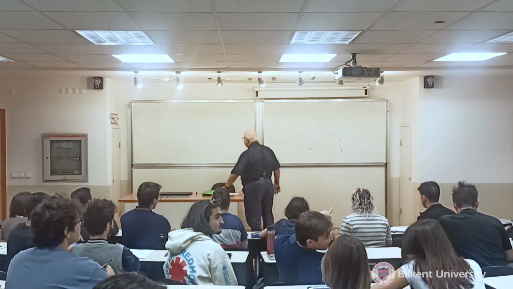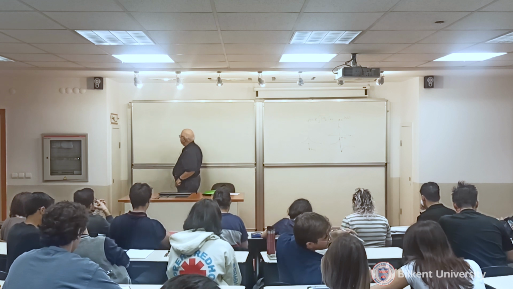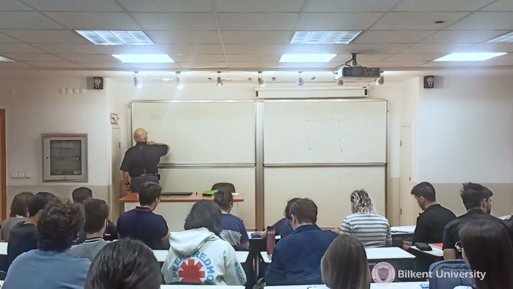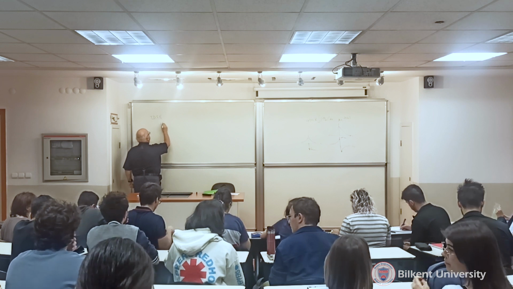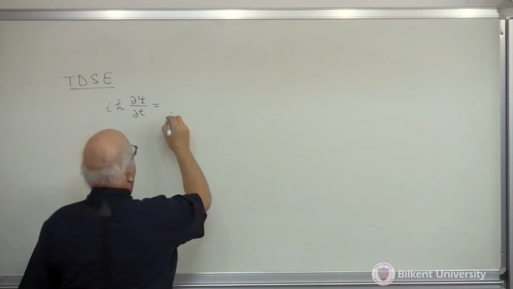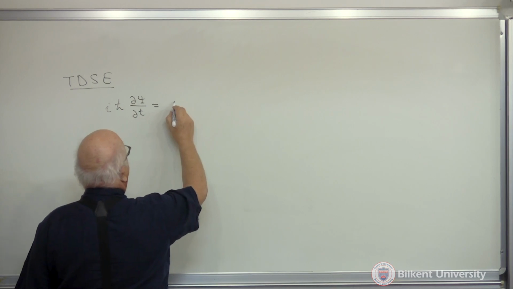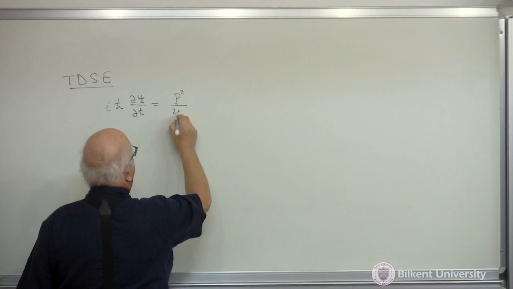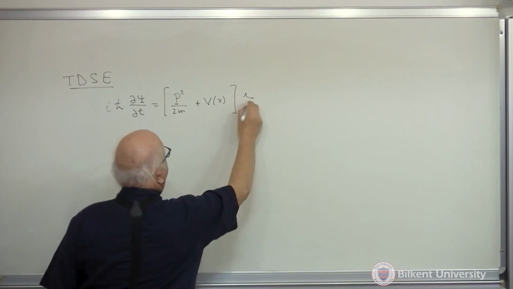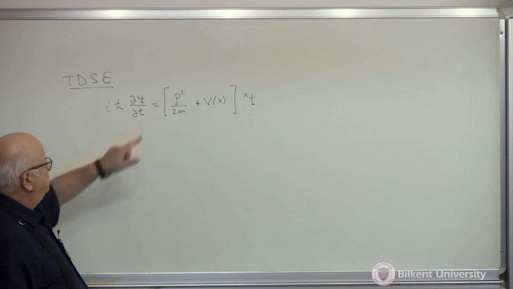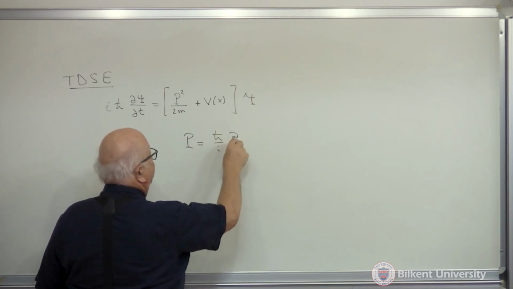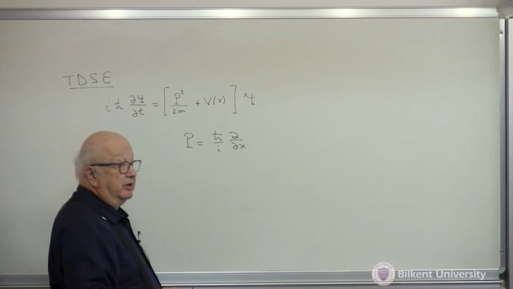Okay, so let's now go back to the time-dependent Schrödinger equation. It has the form i h bar del psi del t is equal to p squared over 2m plus V of x times psi. Okay, what is p? p is an operator which has the form h over i del x. So it's a second derivative operation.